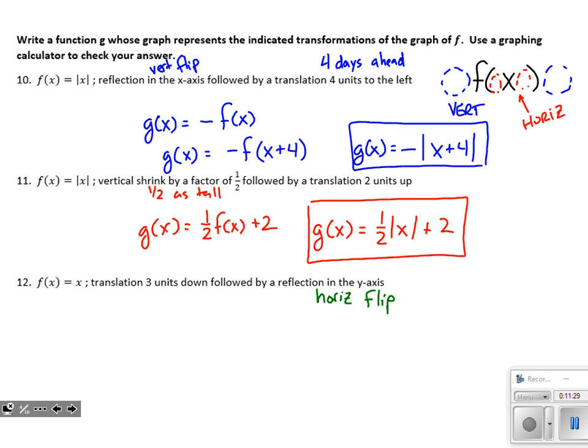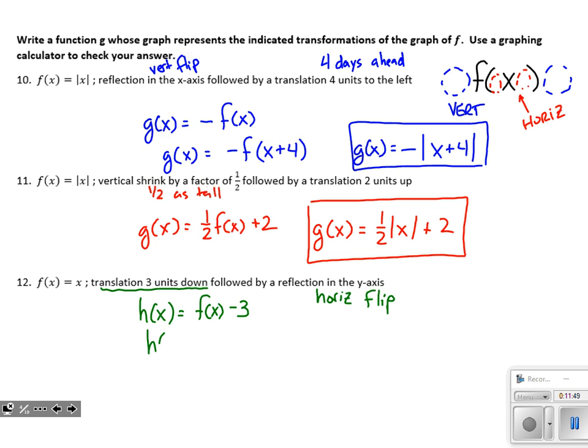And you can always break these. I know I didn't do it for 10 and 11, but whenever we see the words followed by, we can break it down this way. We can say, okay, let's handle the first part, this 3 units down, and just call that h of x. That's going to take my function f of x and then subtract 3 afterwards for that vertical adjustment.